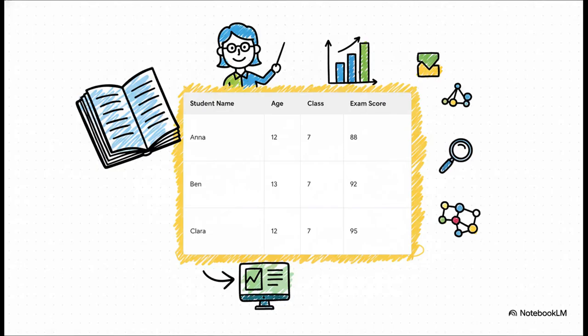Just look at this. It's a plain old teacher's notebook. You've got names, ages, classes, scores, nothing fancy. See how each student gets their own row? And all the details about them are in their own columns? Well, this simple, organized list, yep, that's a data set. That's all it is, really.